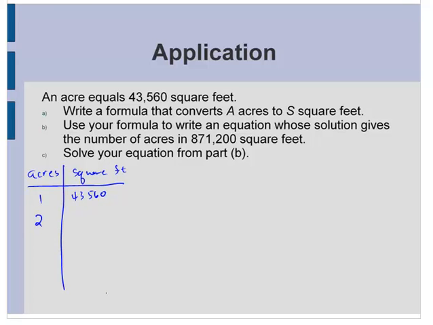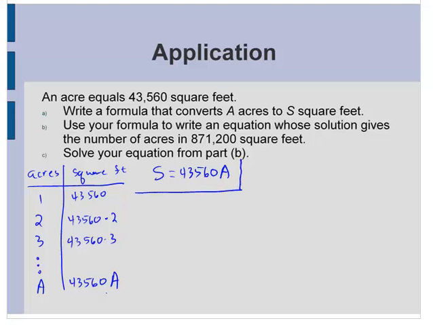If I needed 2 acres, I would take that number of square feet and I would multiply it by 2. And if I needed 3 acres, I would multiply 43,560 by 3. And if I had A acres, I would have to take the 43,560 and multiply it by A. So the formula is the number of square feet is 43,560 times A. So there's part A of the exercise.